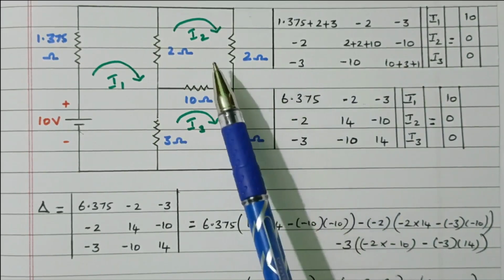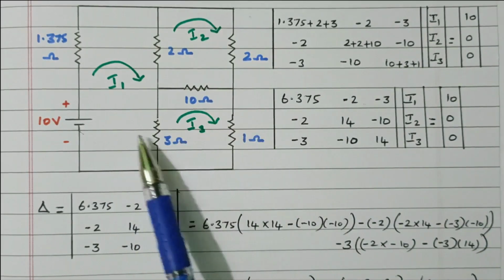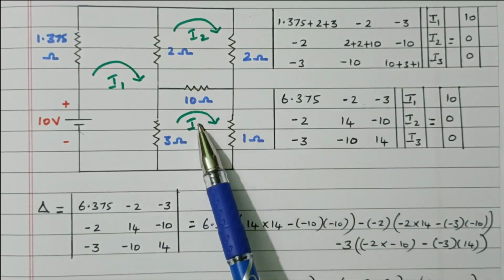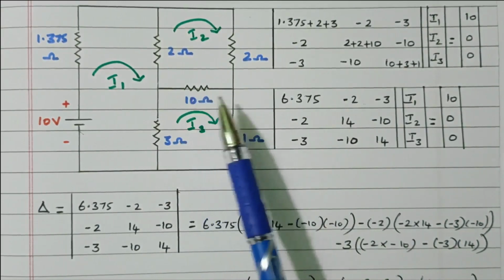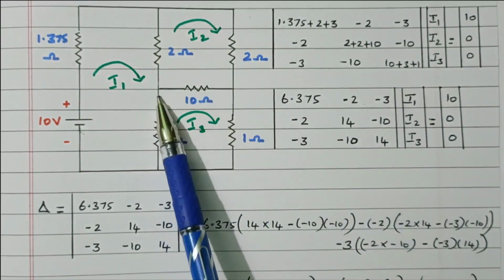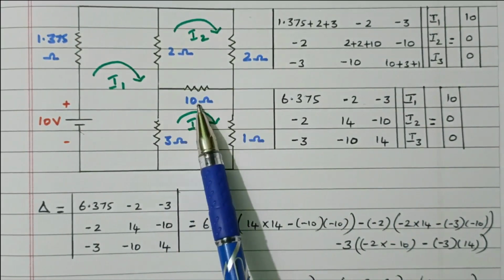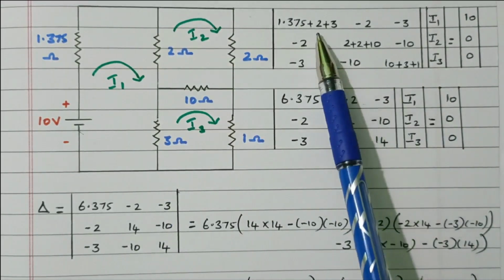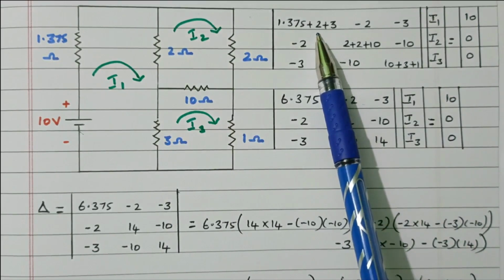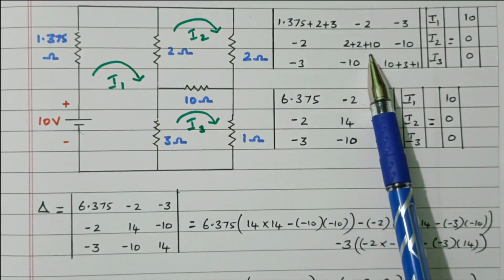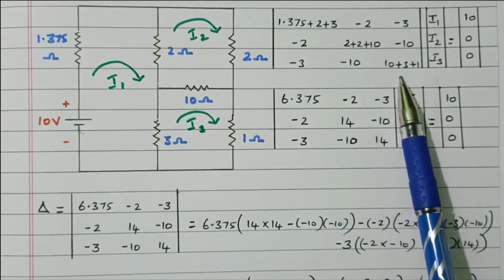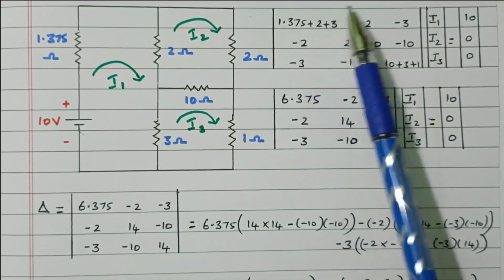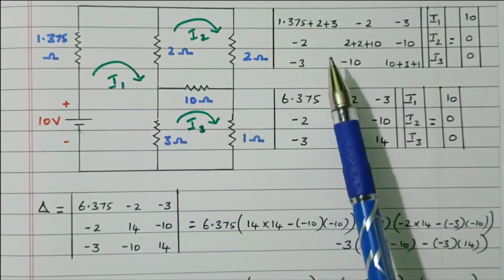Then we'll go to R31, the common resistor between the third loop and the first loop. This is the third loop, this is the first loop, 3 ohm. Then R32, the common resistor between the third loop and the second loop, this 10 ohm. Then R33, the total resistor available in the third loop, 10 plus 3 plus 1. Right? So this is R11, the total resistor available in loop 1, R22 the total resistor in loop 2, R33 the total resistor in loop 3. All are positive. All others are negative because of the same current direction.